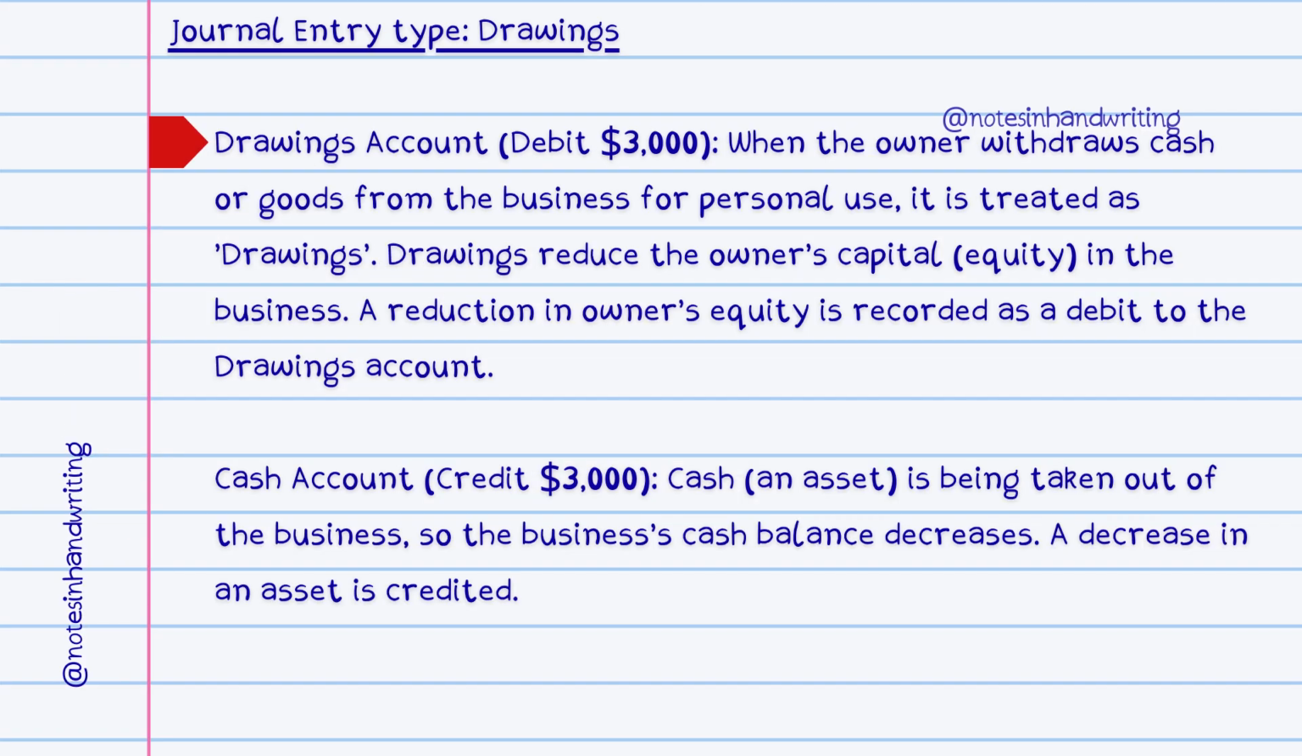When the owner withdraws cash or goods from the business for personal use, it is treated as drawings, which is short for withdrawing. Drawings reduce the owner's capital in the business. A reduction in owner's equity is recorded as a debit to the drawings account. Cash, which is an asset, is being taken out of the business, so the business's cash balance decreases. A decrease in an asset is credited.